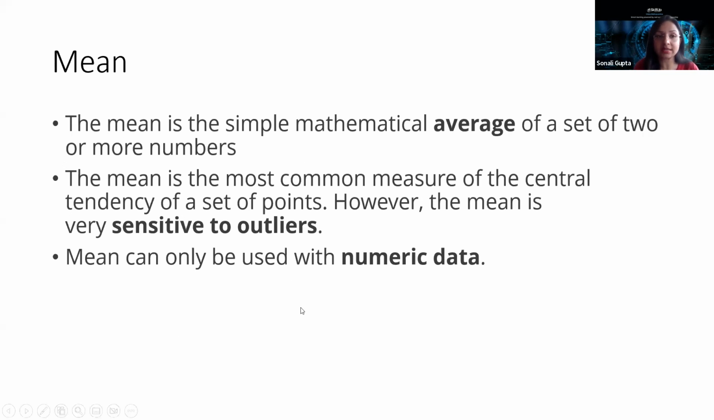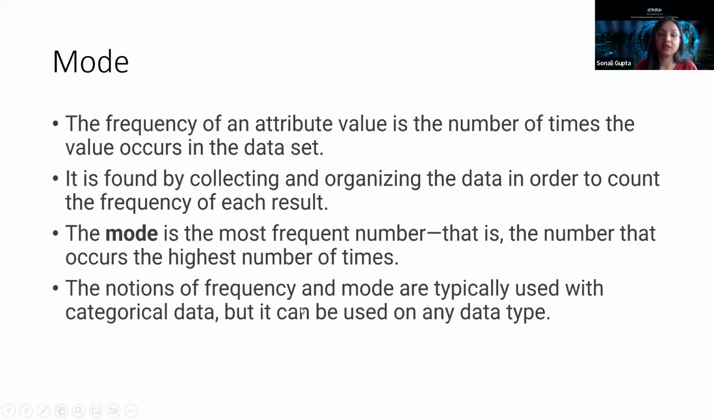Let's talk about what the mode means. The frequency of any attribute is the number of times the value occurs in the data set. So what is the frequency of that number within a data set? And it is found by collecting and organizing the data in order to count the frequency of each result. What do you understand? It's the most frequent number which is giving the mode. Right? And that is the number that occurs the highest number of times. So it reflects the notion of frequency, and the mode is typically used with categorical data.